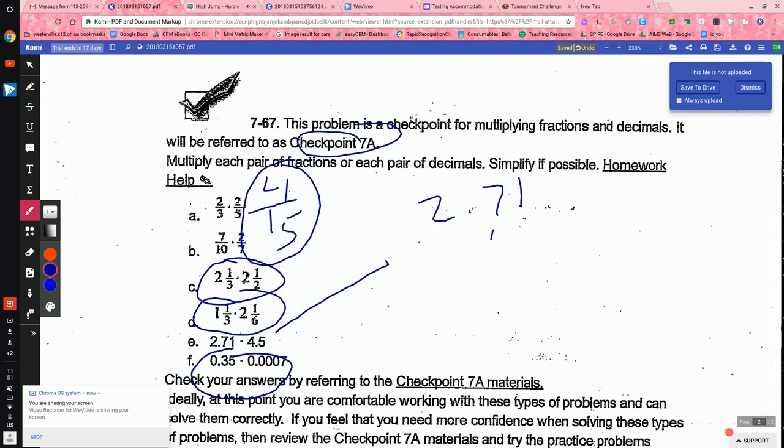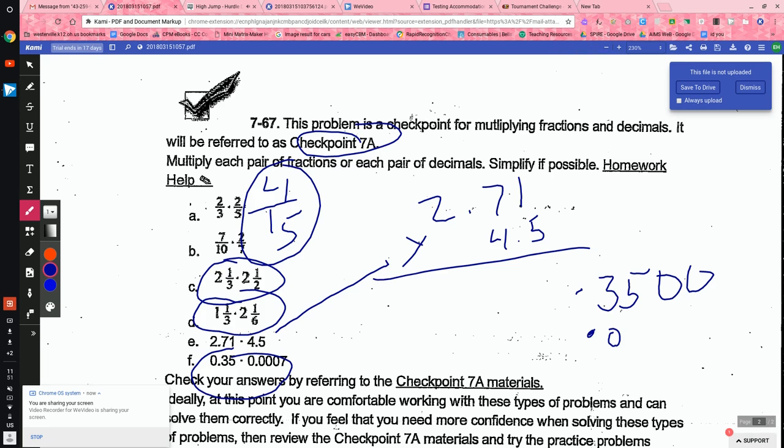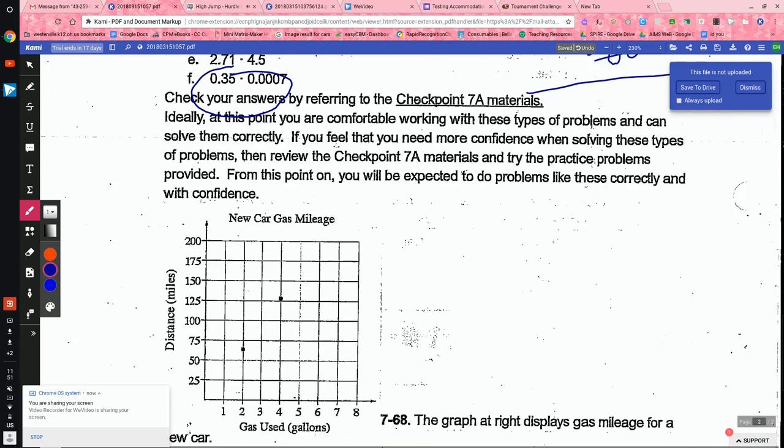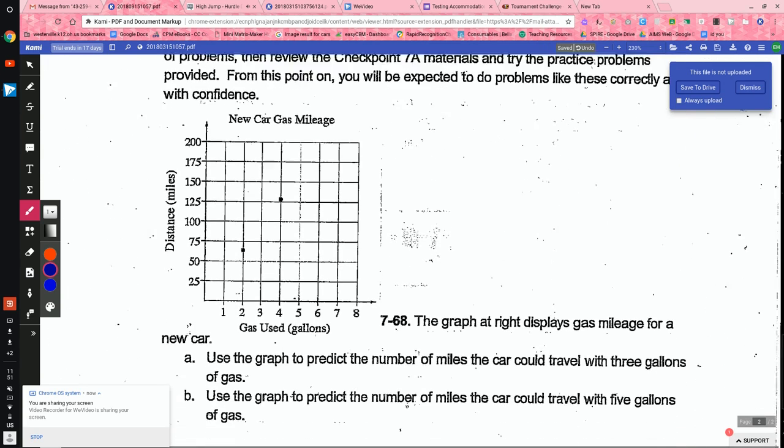2.71 times 4.5, multiply. And then to line up our numbers, I'm going to add some zeros here. And I'm going to get 0.0007. Go ahead. Or you can get rid of these zeros and just multiply by 7 and add them at the end. And then last part, you got a graph, gas mileage.